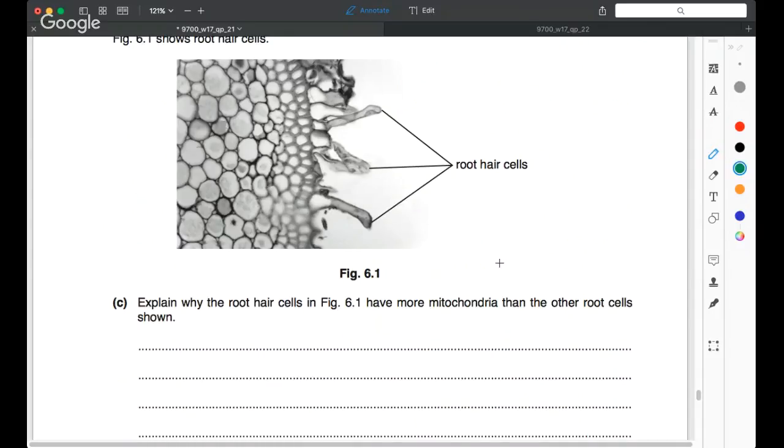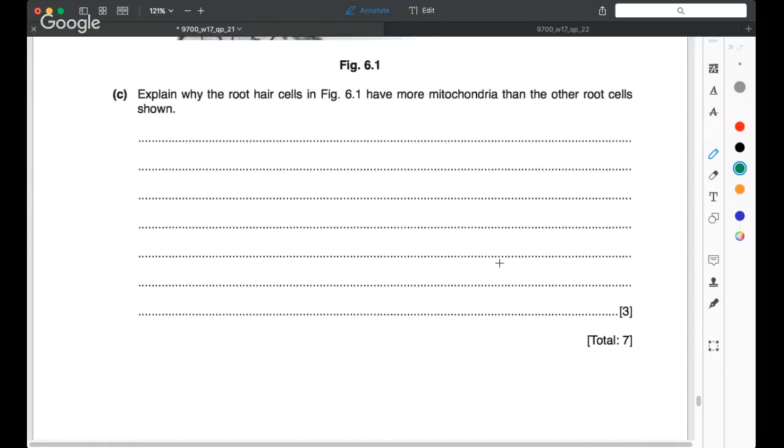Okay. They have more mitochondria because they're very active cells. Thus they need more ATP for pumps. So they pump some mineral ions into the root hair cells. Good, 3 marks.